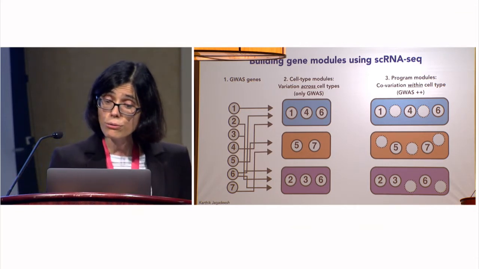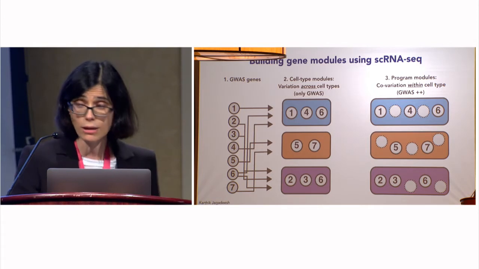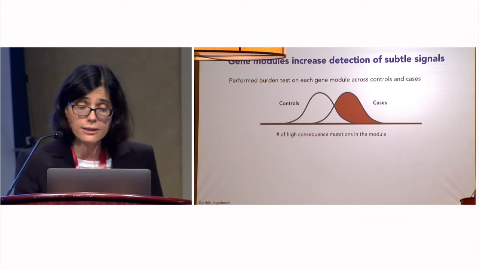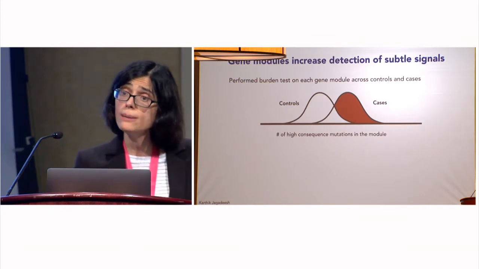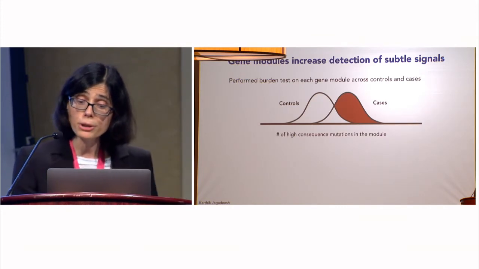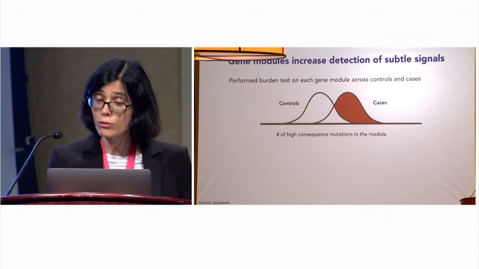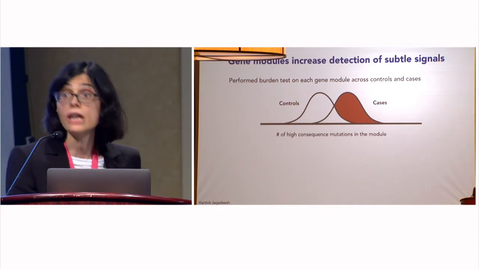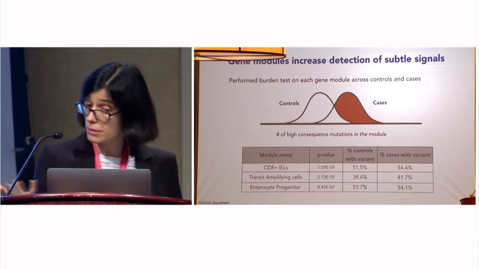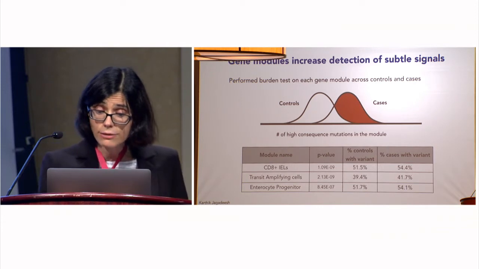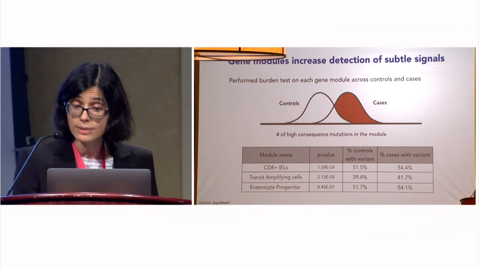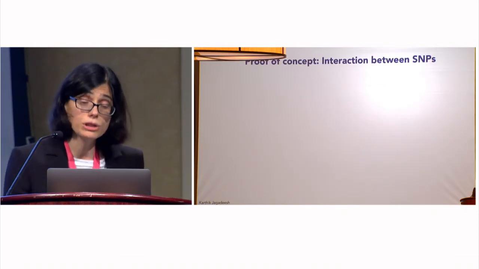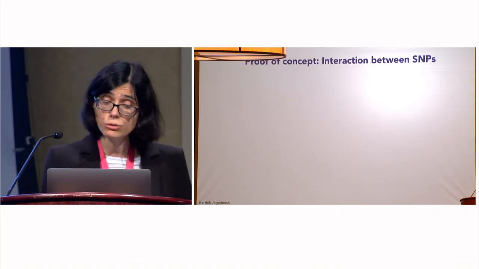And then we started to look for ways of using this for subtler signals. Now, this is very much work in progress, and I told you I'm not a human geneticist, but we still think that the results are intriguing. So, for example, we can look for implicated cells by performing a burden test on each of the gene modules between controls and disease samples, and look for a high number of high consequence coding mutations in the module. And this flagged some potentially significant differences in modules that are related to some subsets of CD8 cells and enterocyte progenitors.